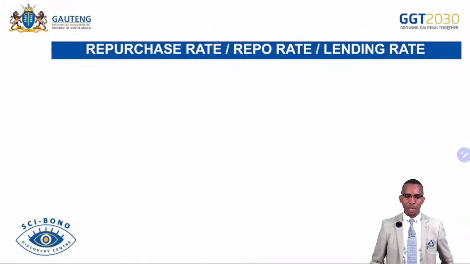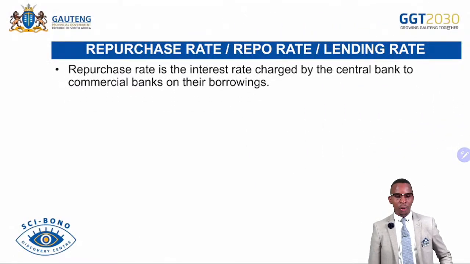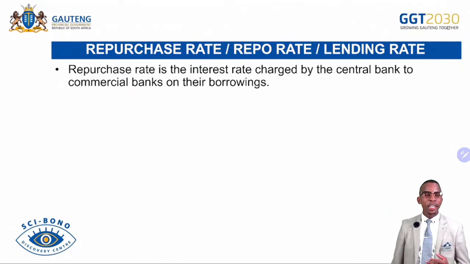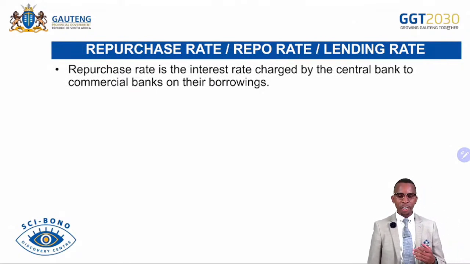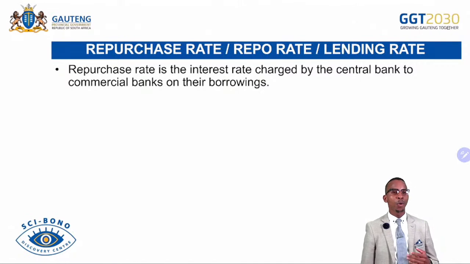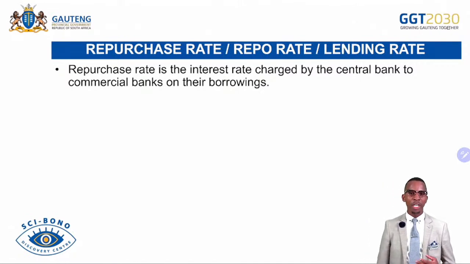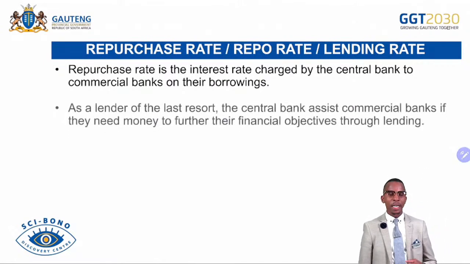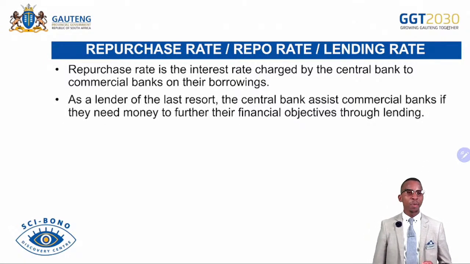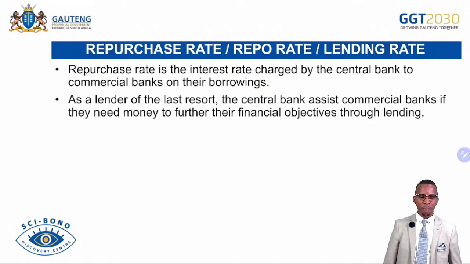Repurchase rate or repo rate or lending rate. So remember, repo rate is the interest rate charged by the Reserve Bank to commercial banks whenever they borrow money. We know that commercial banks get money from the central bank. They can borrow money there. So the payable interest rate is known as repurchase rate or repo rate or lending rate.